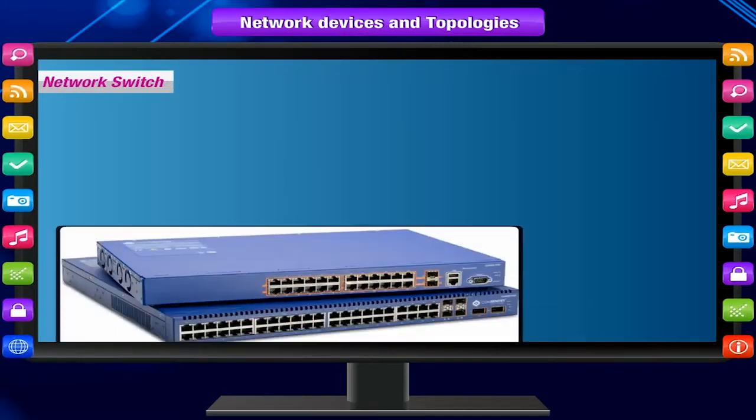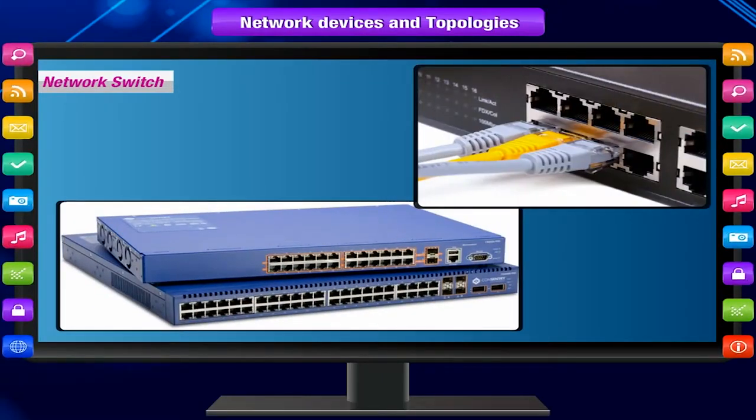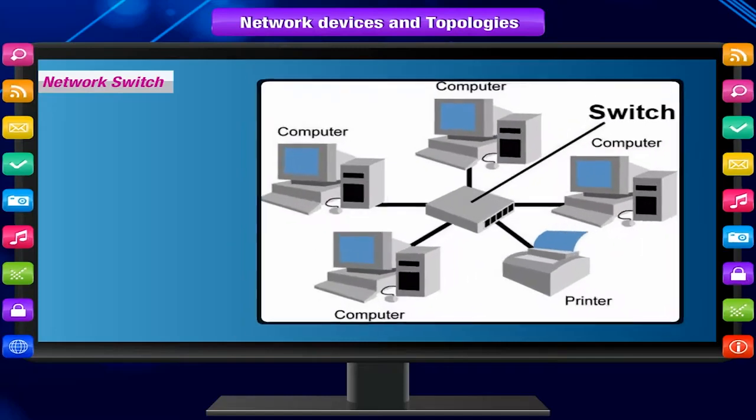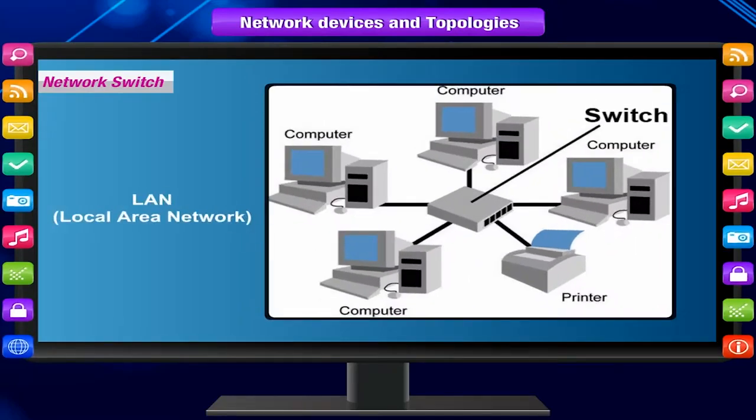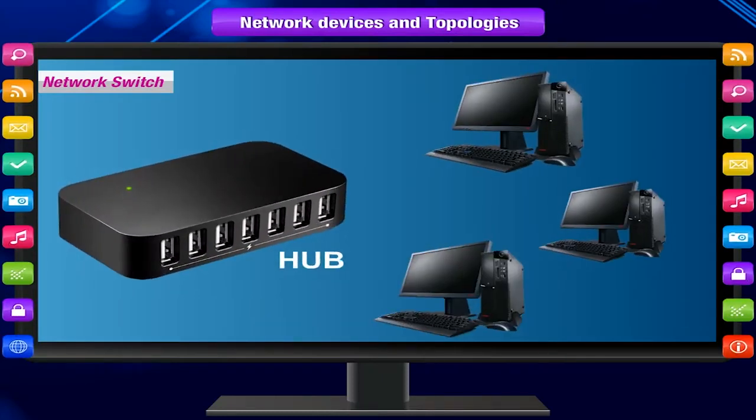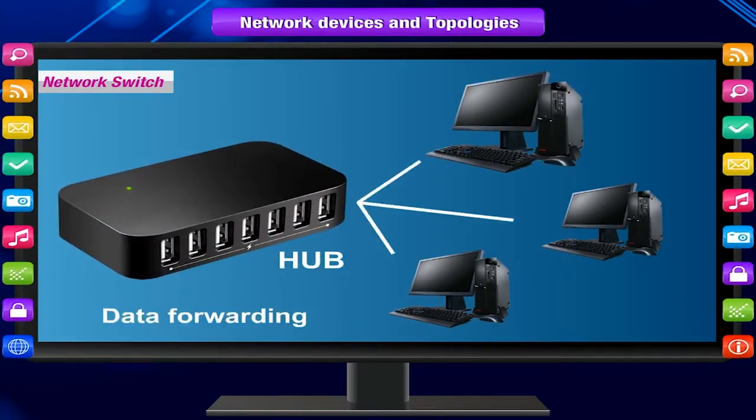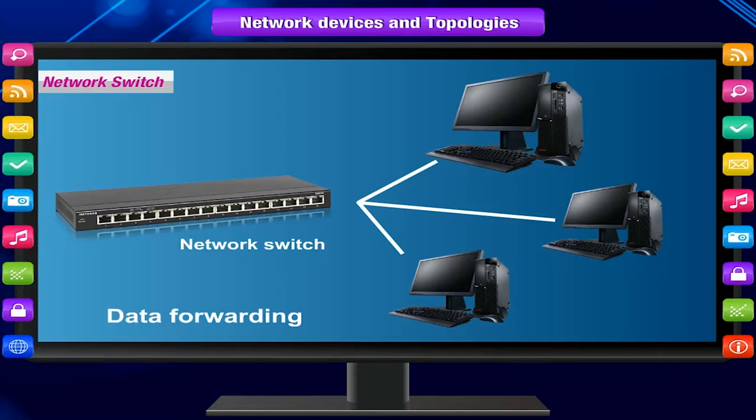Network switch. Like a hub, a switch also works at the layer of LAN, local area network, but it is more intelligent than a hub. While a hub just does the work of data forwarding, a switch does filtering and forwarding, which is a more intelligent way of dealing with the data packets.